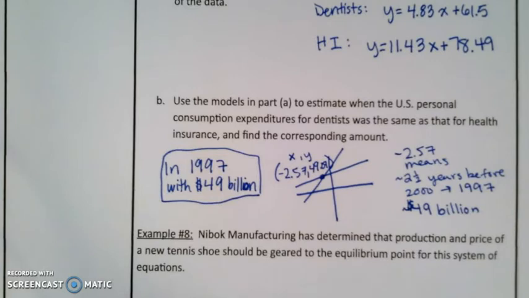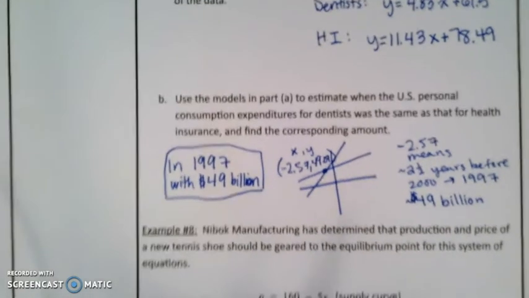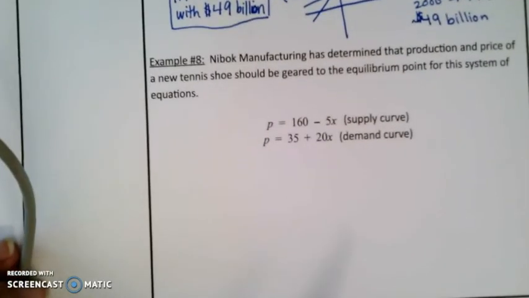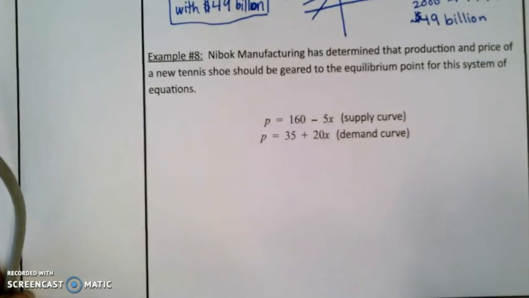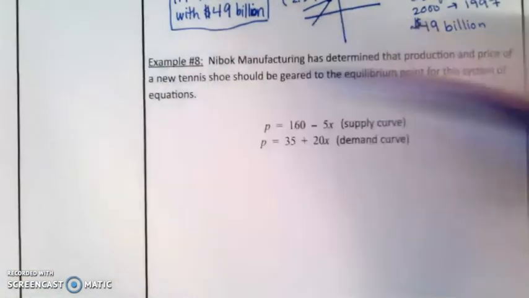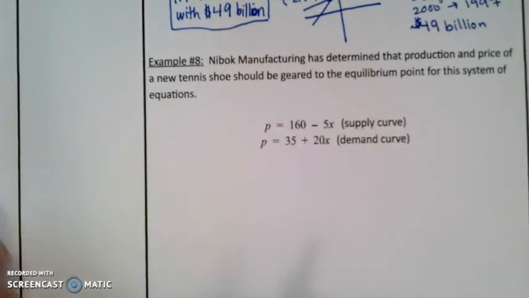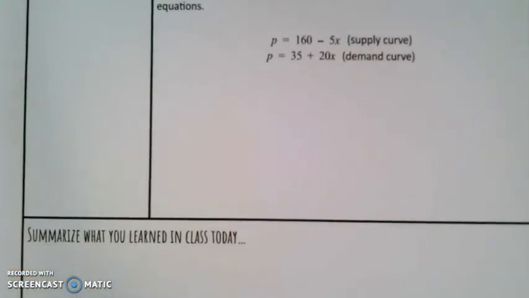Okay. Example 8 is very similar to the one that we just did. Actually, it's easier because it's already solved into the lines, so you don't have to start with the scatter point. So you're going to go ahead and do that one on your own, and then make sure to summarize what you learned from this section in the last box.